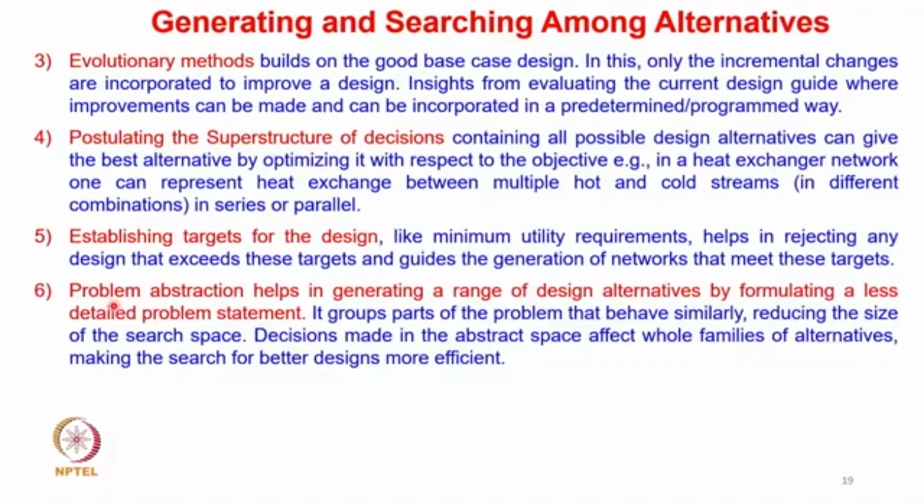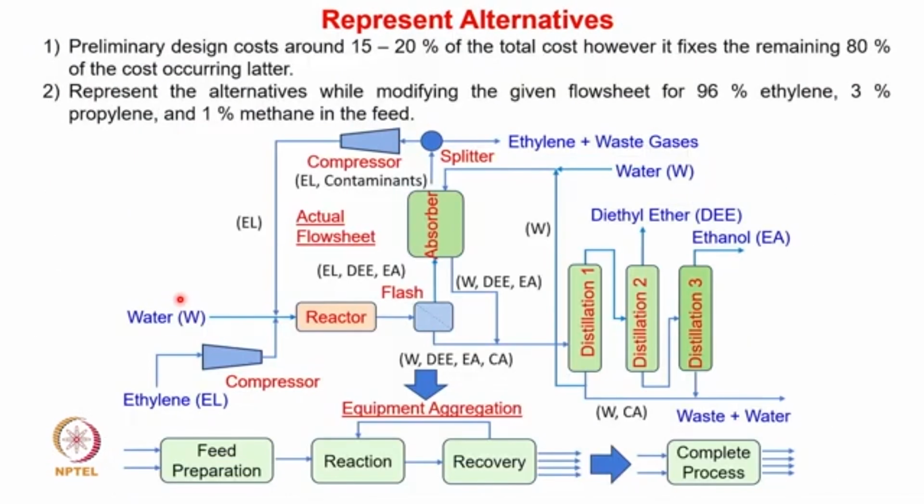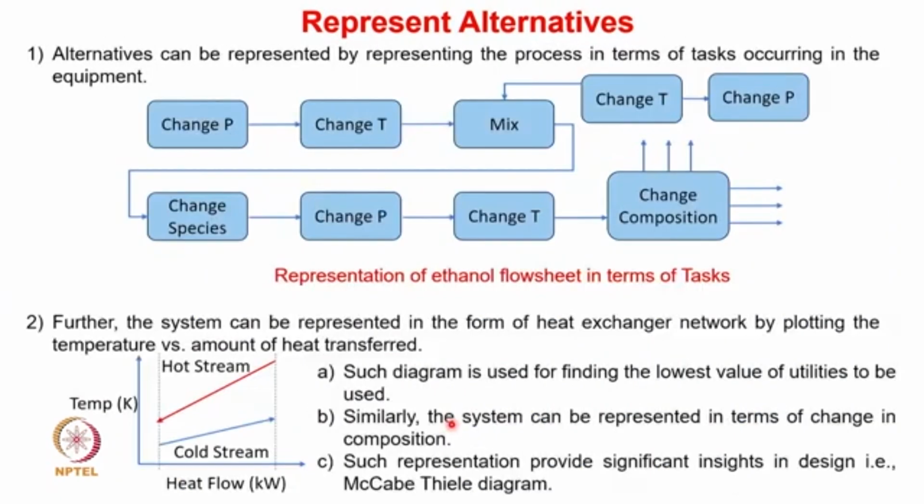The next important point is very often the problem abstraction is used. So problem abstraction is nothing but what? Problem abstraction is nothing but representing the flow sheet in a simple way like this. So here you can see that the common equipments are grouped together. So for instance, here this feed preparation equipments are grouped in one block, and all the separation units are grouped in the recovery block. So this type of representation is called as a problem abstraction.